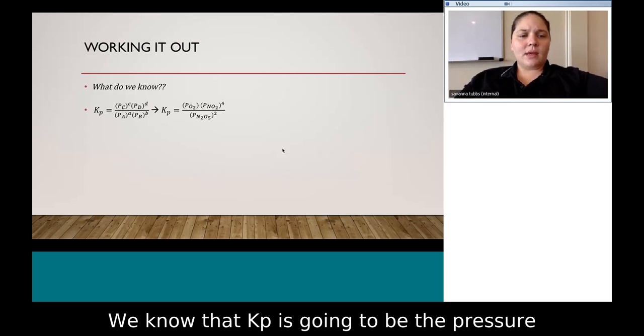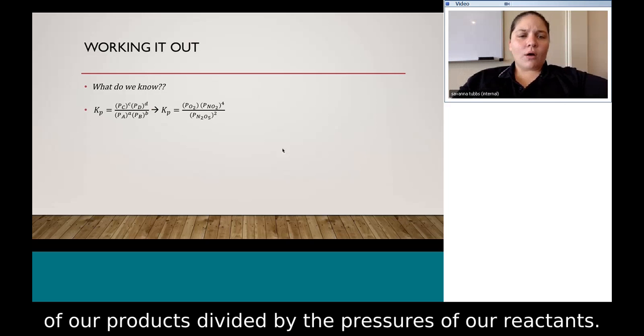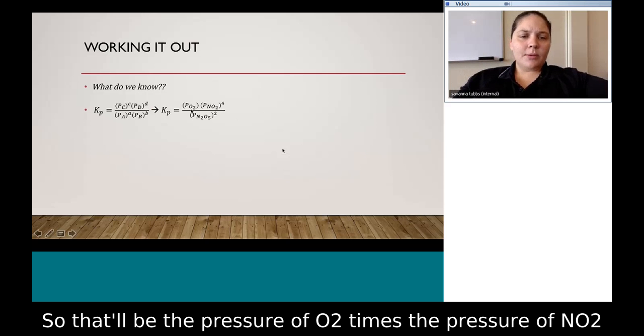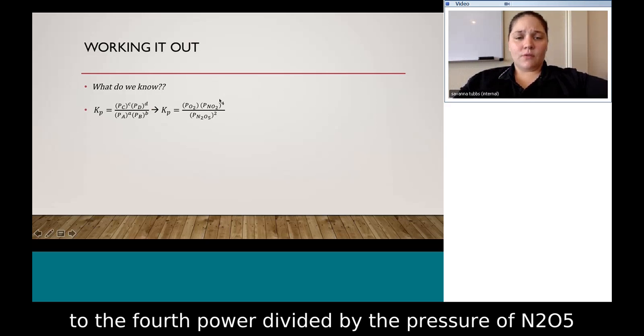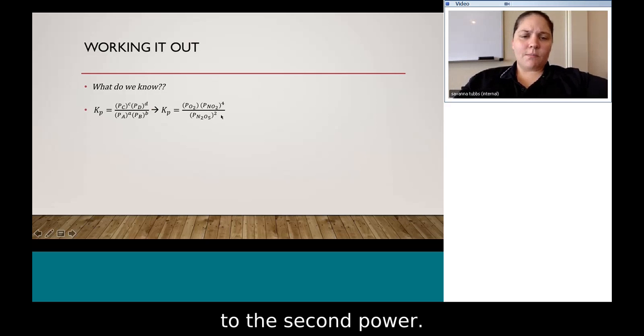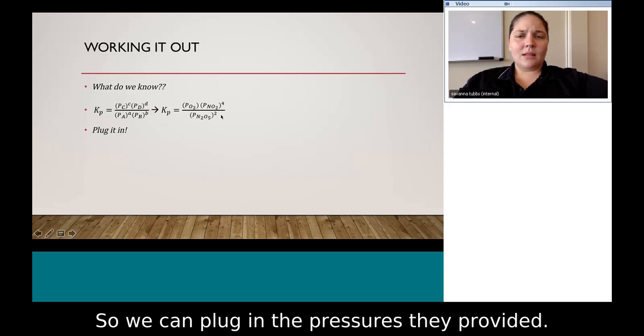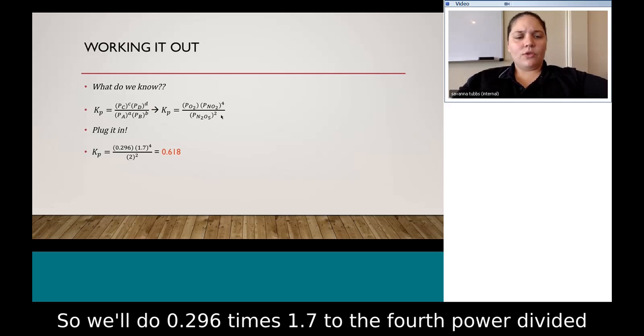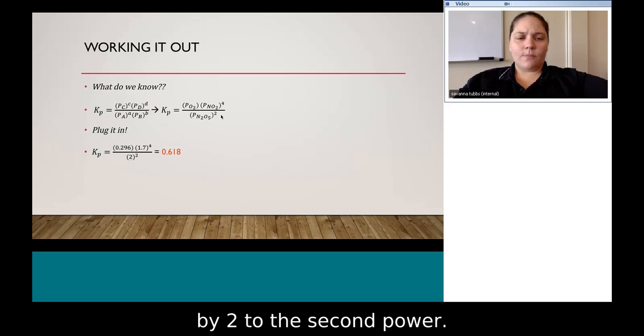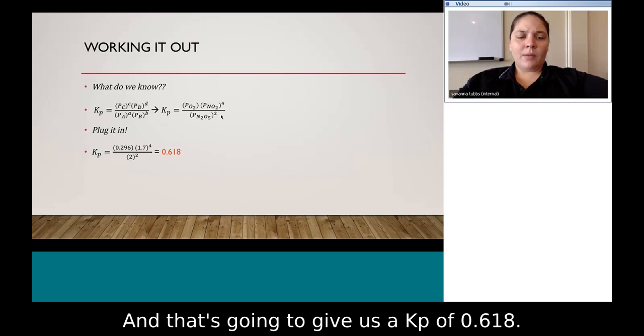We know that Kp is going to be the pressure of our products divided by the pressures of our reactants. So that'll be the pressure of O2 times the pressure of NO2 to the 4th power divided by the pressure of N2O5 to the 2nd power. So we can plug in the pressures they provided. So we'll do 0.296 times 1.7 to the 4th power divided by 2 to the 2nd power. And that's going to give us a Kp of 0.618.